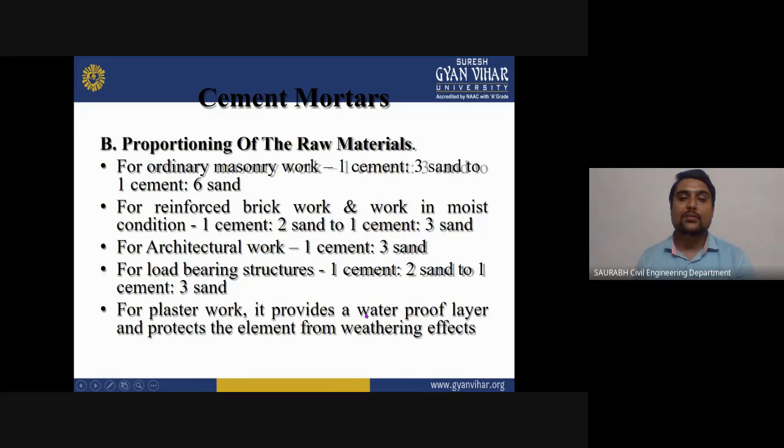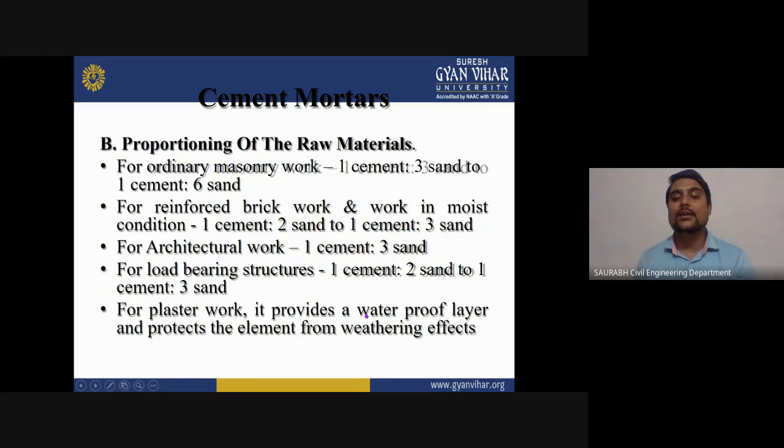Now we will see the proportioning of the raw material in the cement mortar. As you can see, for the masonry work, you have to use one quantity of cement and three quantity of sand, and one quantity of cement with six quantity of sand. For reinforced brick work and other work, you have to use one quantity of cement and two quantity of sand, and it can also be used one quantity of cement with three quantity of sand.